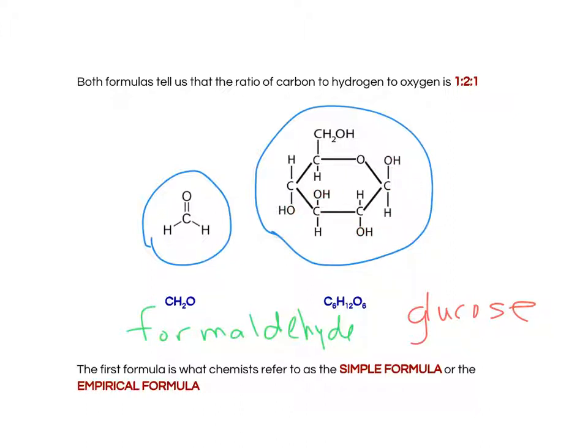So these are not the same molecules. They would have very different boiling points, melting points, physical and chemical properties. Even though the ratio of carbon to hydrogen to oxygen is the same, these are different molecules. And so we would say that the first formula is what we can refer to as the simple formula or the empirical formula of the second one. So what the heck must an empirical formula be?